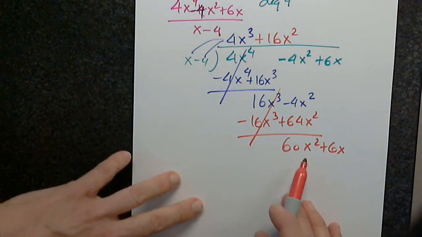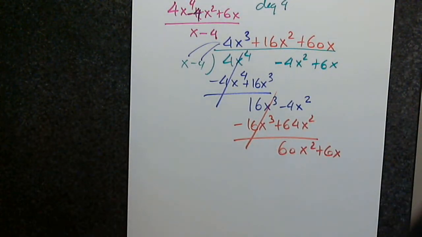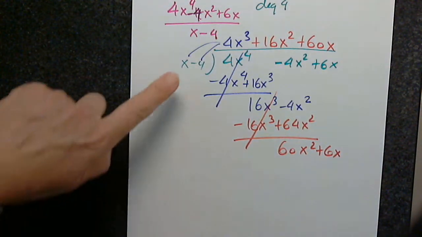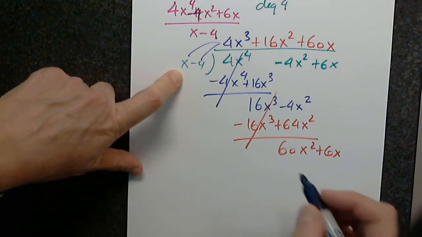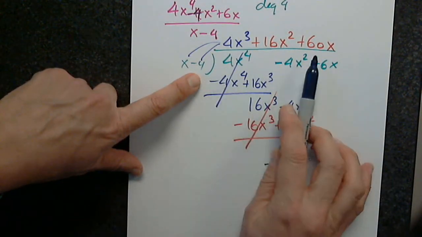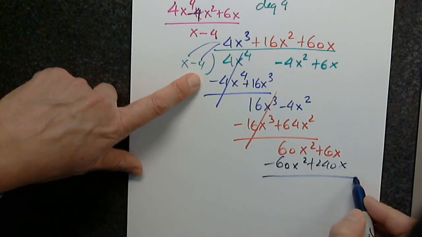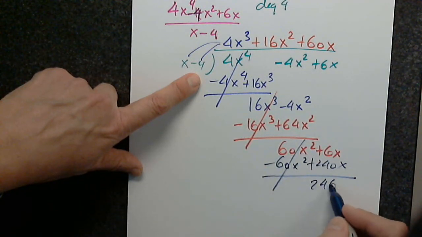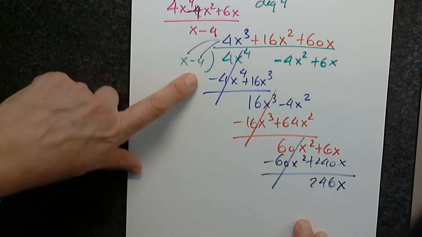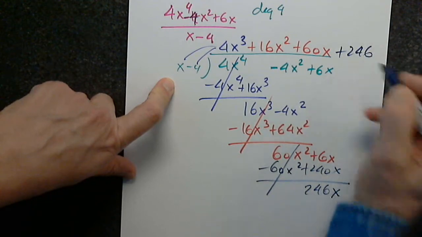X times what is 60x squared? And I have to write positive 60x. Is this okay so far? Yeah. And then positive 60x times x is positive 60x squared, but negative 60x squared. And then this will be negative 240x, but positive 240x. And then 246x, and then nothing. X times what is 246x? Positive 246.